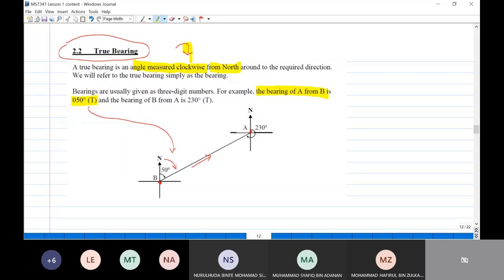Now, how about the bearing of B from A? B from A now. This is important because this is very often used in Trigo. If this angle is 50, then you also know this angle. This angle is also 50.